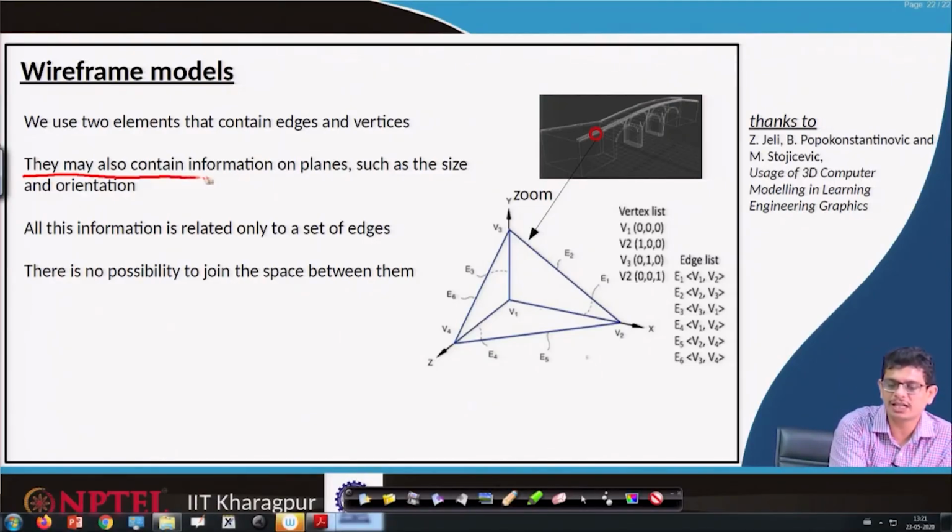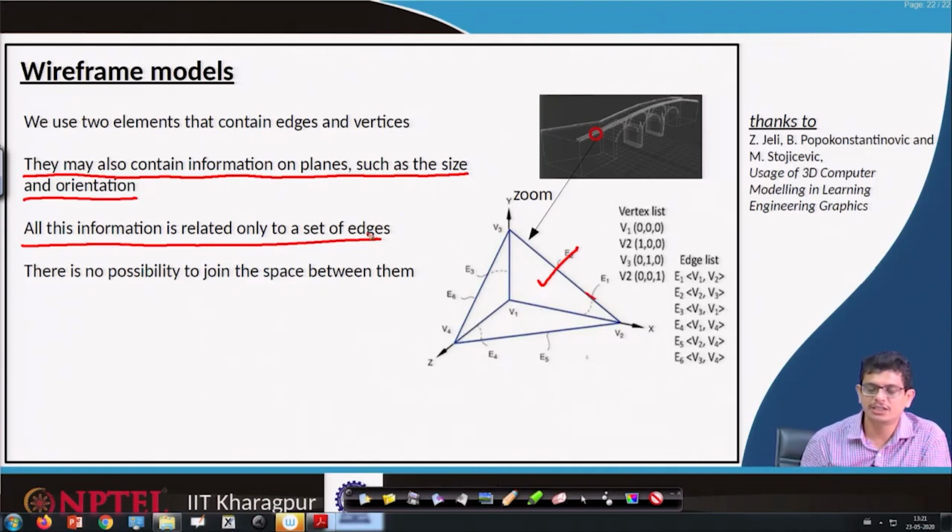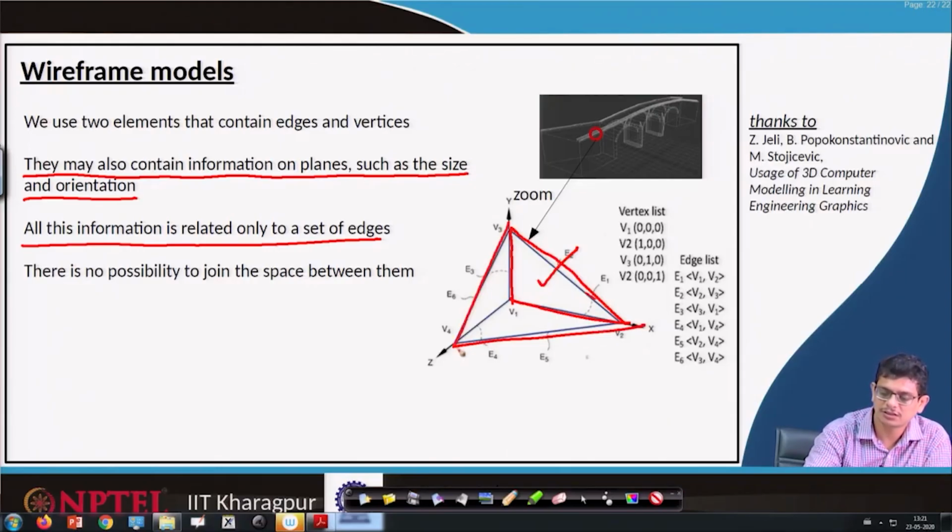Usually, these wireframe models contain information on planes such as the size and orientation, something like whether this surface is oriented by 40 degrees, 50 degrees and so on. And all this information is related to a set of edges. So, we will always have edges, something like this is one edge, another edge, and this one is another edge, and so on. So, a set of edges is always there, and these edges usually intersect with each other to make it a 3-dimensional object.